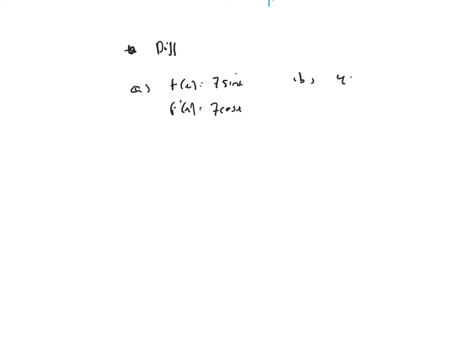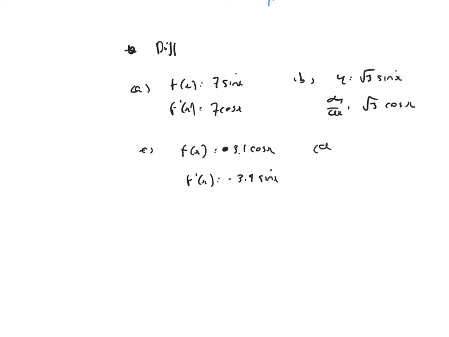Okay, b, y equals root 3 sin x. Okay, you differentiate sin x, you get cos x, so it's going to be root 3 cos x. Okay, part c, we're going to differentiate minus 3.1 cos x, so you differentiate cos and you get minus sin, so that will be minus 3.1 sin x. Okay, question D. 5.9 cos x, you differentiate cos x, you get minus sin x, so that will be minus 5.9 sin x.